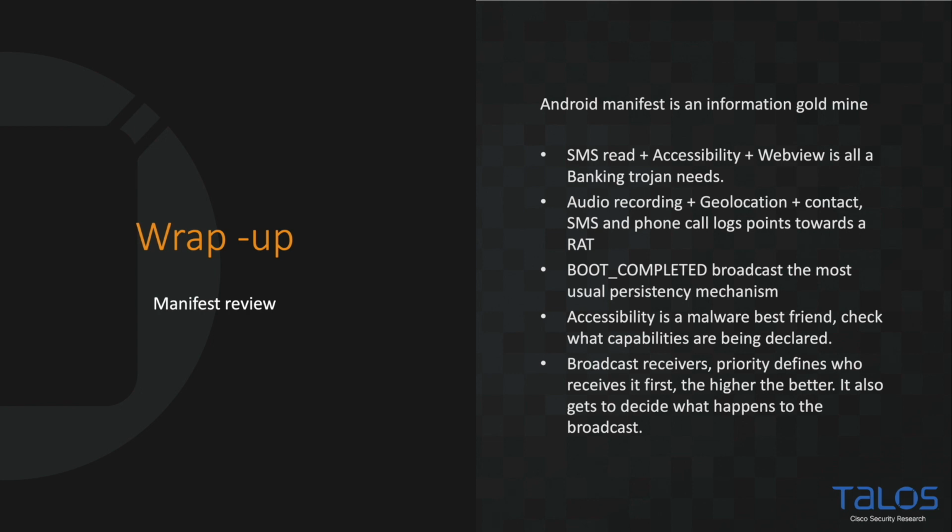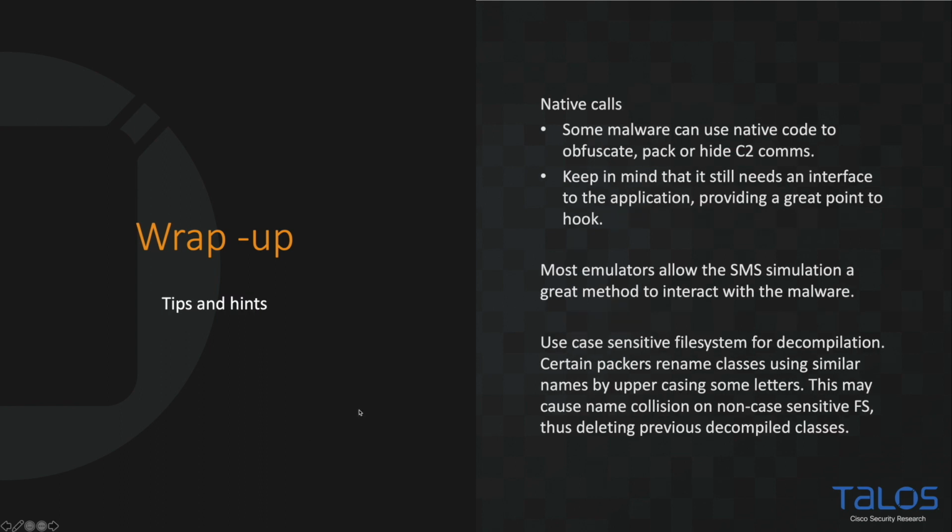A good thing to keep in mind also are broadcast receivers and accessibility, especially accessibility. Accessibility gives the malware the capability of pretty much reading anything that goes onto the screen. That goes for private messaging, passwords, SMSs. Everything can be read through accessibility. You can almost build an entire RAT just out of the accessibility. So keep that in mind when you're reviewing your malware.